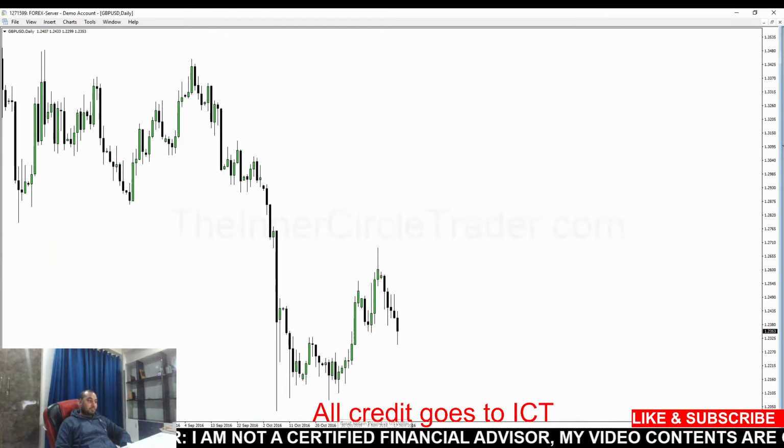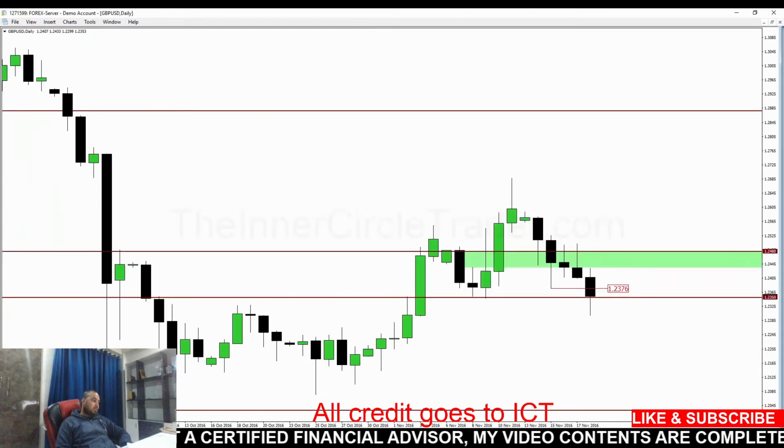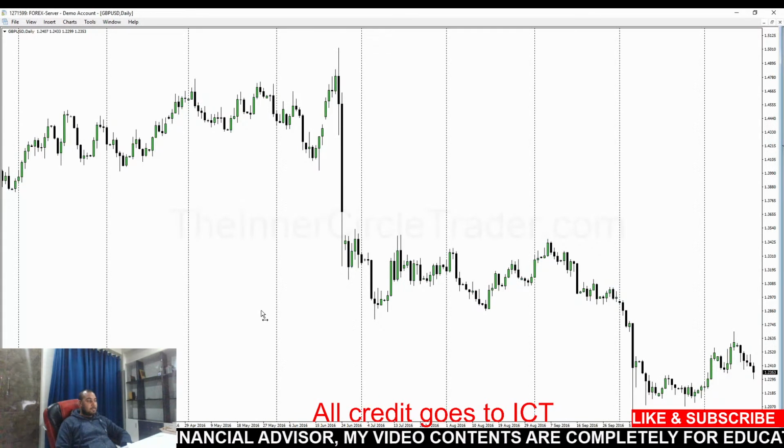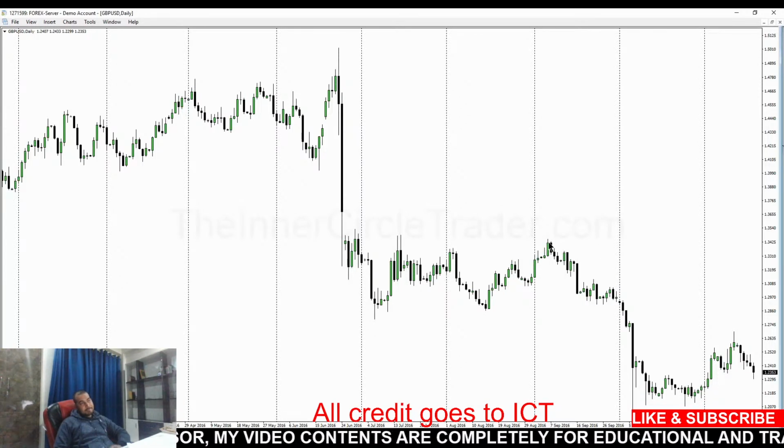The pound, we should be seeing a high form in the second week of September and a sell off the last week of September. So a high here and a high here and an accelerated sell off.